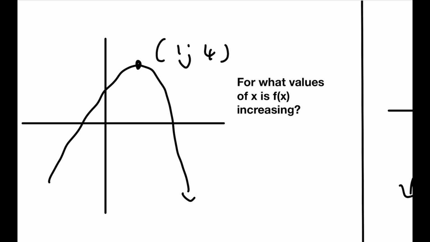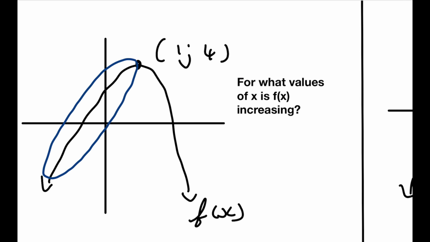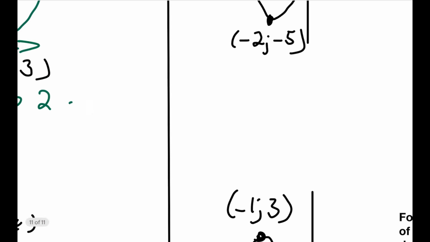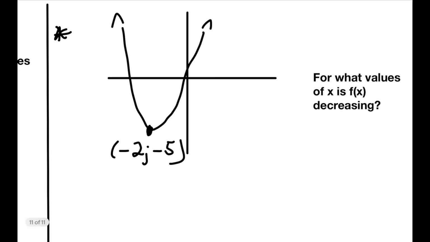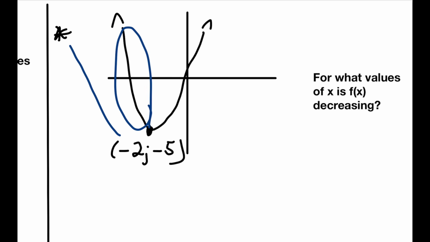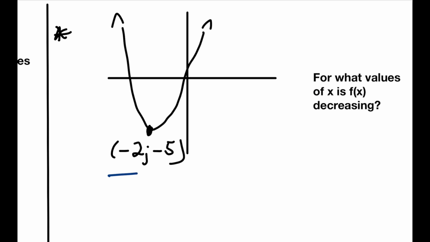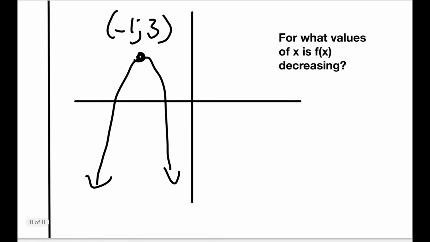How do we answer this one? For what values of x here is this f of x graph increasing? Where is it upward sloping? I would say it's this half, which is everything to the left of the turning point. So all x values less than 1. Here, for what values of x is f of x decreasing? This side is the one that is sloping downwards, or decreasing. And that side is everything to the left of the turning point. So all x values less than -2.